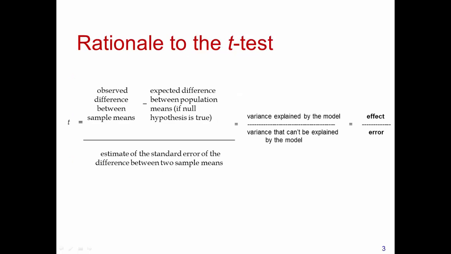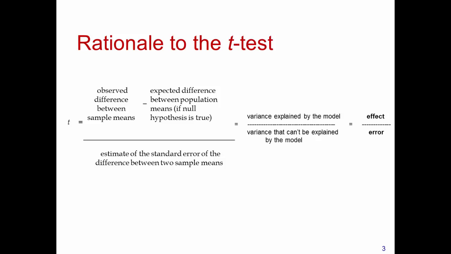And if you remember, we talked about this, most test statistics are like a signal to noise ratio. So you have your signal, which is the effect of your model, divided by the error of your model, or in other words, the variance explained by the model divided by the variance that can't be explained by the model. And here, in comparing two means, the model we fit is the difference between the two group means. And the estimate of the error we use is the standard error of the differences between the two means.